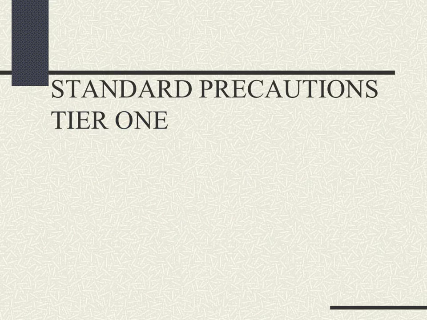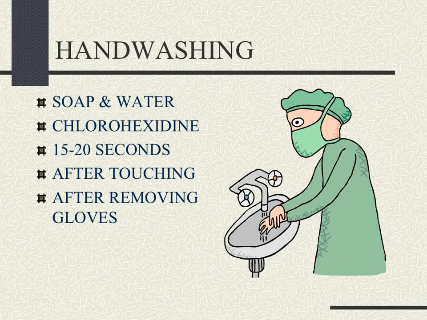Tier 1 standard precautions includes hand washing, gloves, gowns, and other personal protective equipment. Hand washing, for testing purposes, you need to understand that 15 to 20 seconds of hand washing is important. We use soap and water, chlorhexidine. We used to use betadine and alcohol prior to chlorhexidine. Remember, 15 to 20 seconds, and after touching or after removing gloves, it's imperative to wash hands. Also keep in mind that hand washing has to happen prior to eating and after toileting.